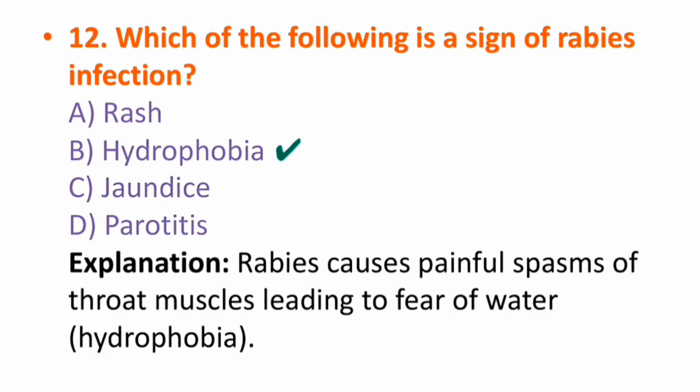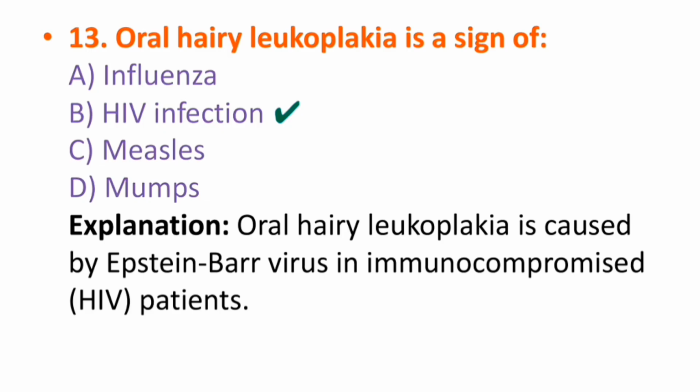Which of the following is a sign of rabies infection? Option A rash, option B hydrophobia, option C jaundice, option D parotitis. The correct answer is option B, hydrophobia. Rabies causes painful spasms of throat muscles leading to fear of water, that is hydrophobia.